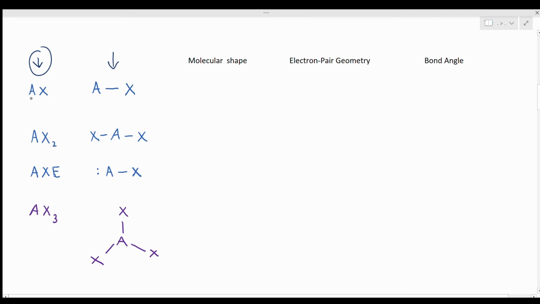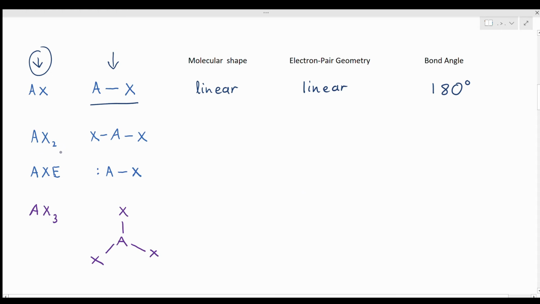So for this one, we have AX, which means we have one central atom bonded with one outer atom. The molecular shape here is going to be linear, as is the electron pair geometry. So both of these are going to be linear. For the bond angle, we can see that we basically have them in a straight line, and we know that a line is 180 degrees.